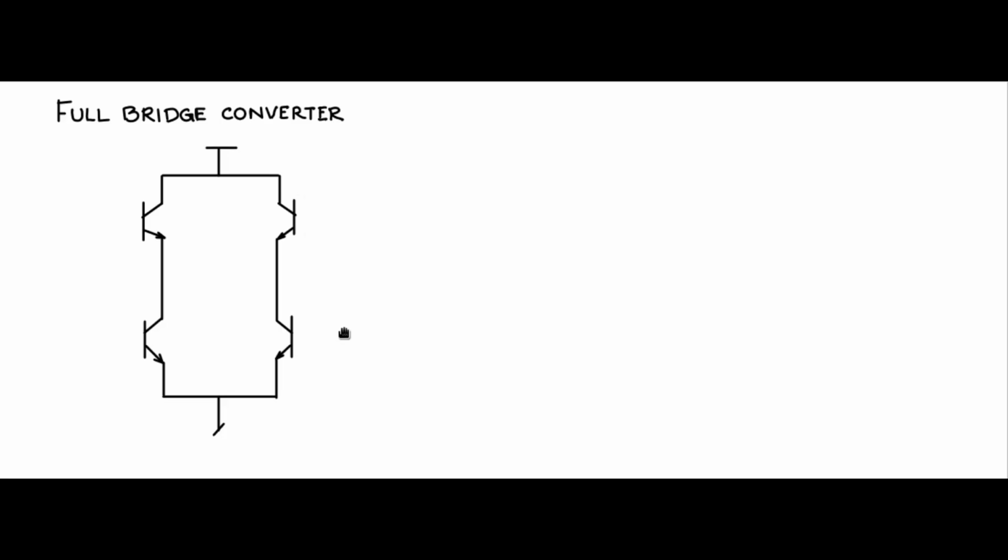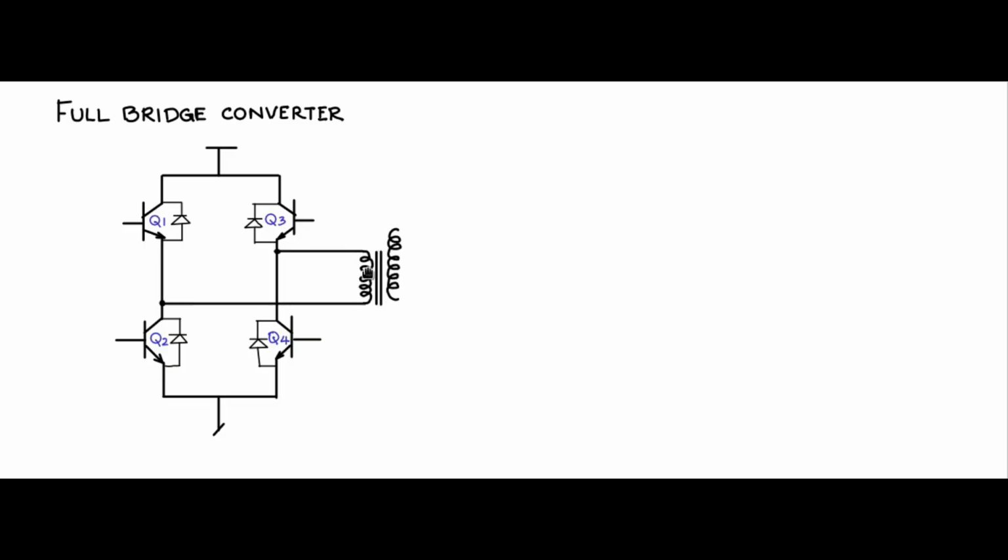in this fashion. Now, if you take the center points of these 2 bridge arms, we connect the transformer across them. So I am completing the circuit with body diodes for the sake of completeness. They help in freewheeling operations. So you have Q1, Q2, Q3 and Q4. So across the center points, we will connect the primary of the transformer, and the secondary of the transformer.